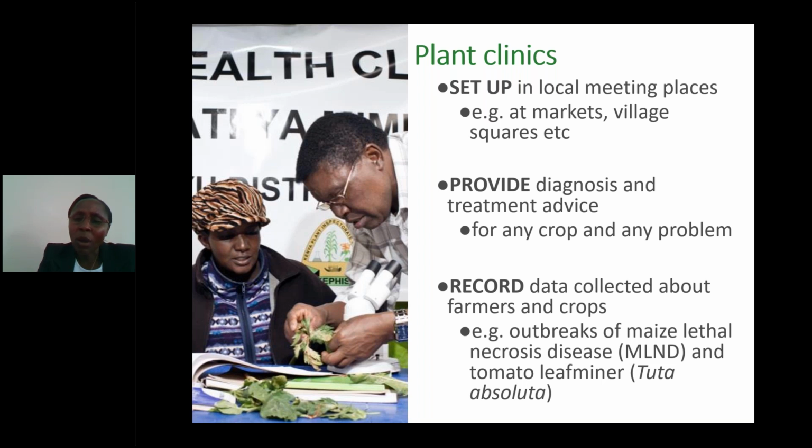So once the farmers come to this structure, the interaction that happens between the plant doctor and the farmer is recorded and goes into our database. So essentially what goes into the database is: what problem did the farmer bring to the clinic? What did the plant doctor diagnose? What was the problem? And what was the recommendation that was given by the plant doctors? So this feeds into the knowledge bank. Next slide, please.